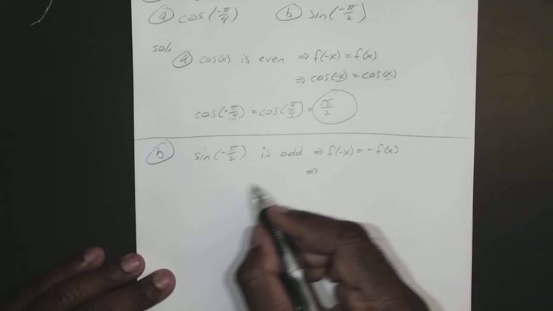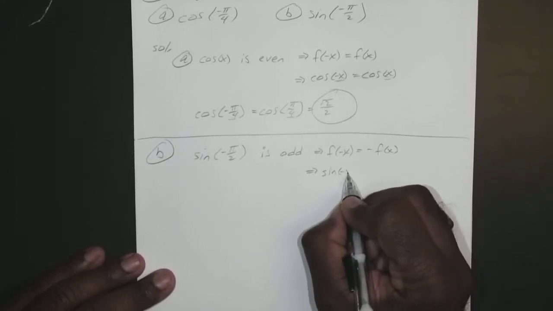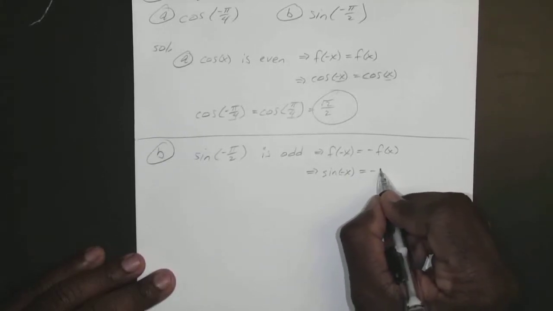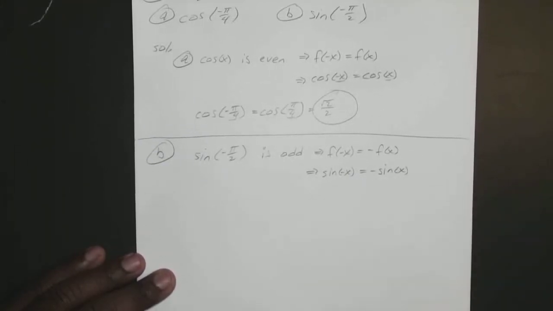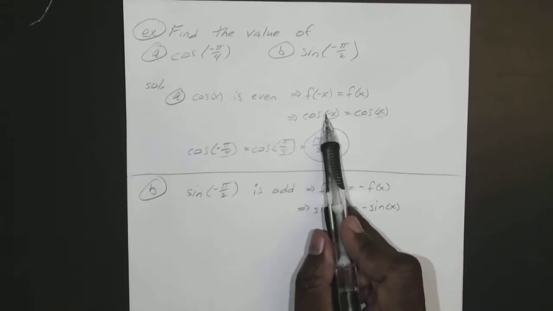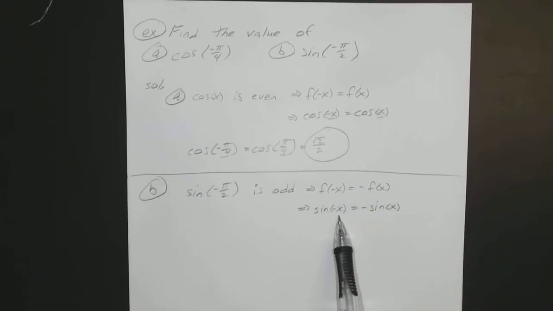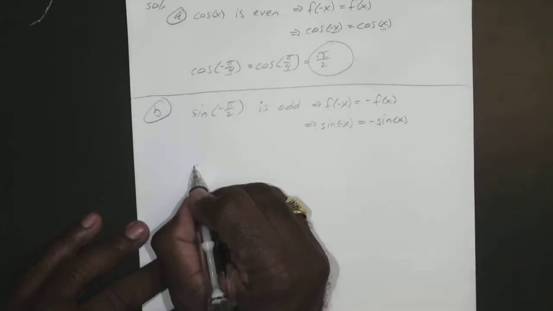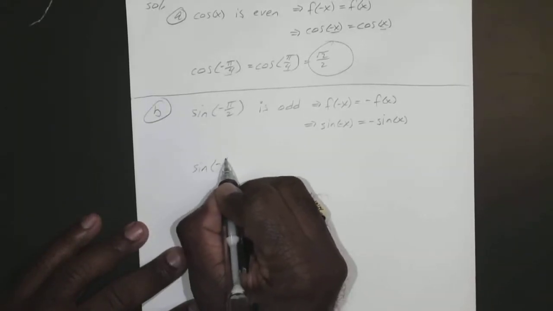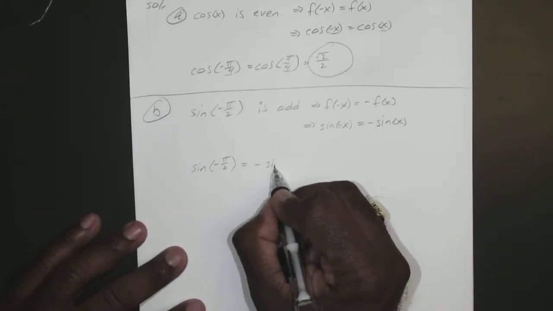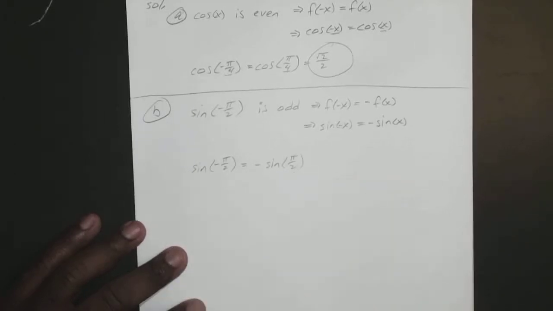So if we're applying that to sine of x, sine of negative x, that negative just goes out to the front. Equals negative sine of x. Okay? So remember, with an even function, the negative just kind of disappears. With an odd function, that negative just goes out to the front. So that means that sine of negative pi over 2 is equal to negative sine of pi over 2.